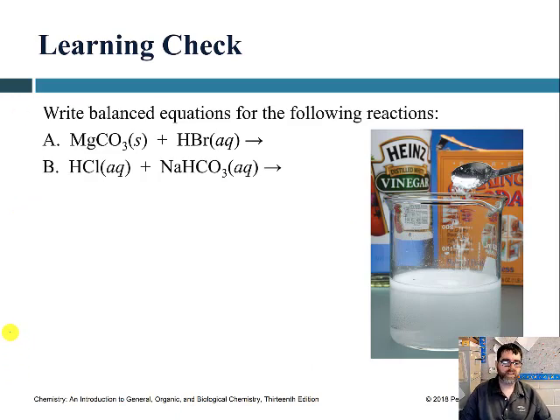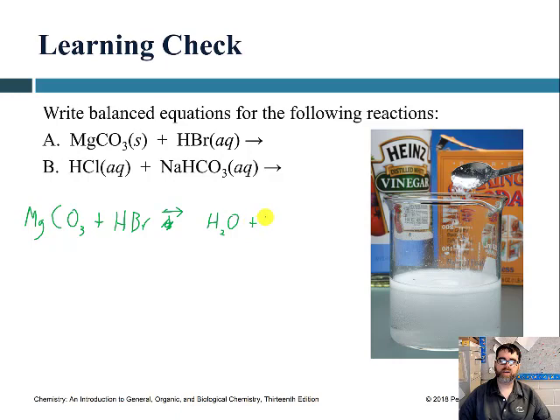So for A, we have magnesium carbonate and hydrobromic acid. And I left off my states of matter. They're up there for the sake of space. I'm going to leave them off. Nope, we need an arrow here. Yields. And then we're going to have water, carbon dioxide, and a salt. Well, the salt comes from what's left, and I'm going to switch colors here to emphasize this.